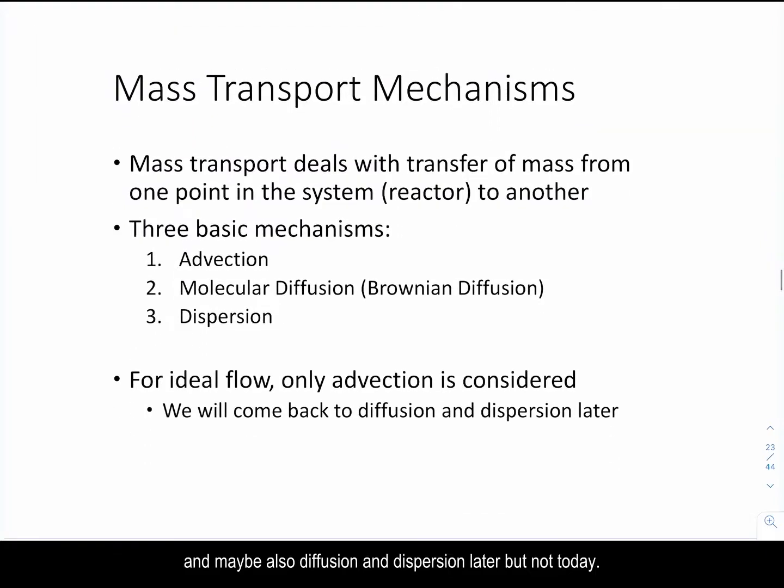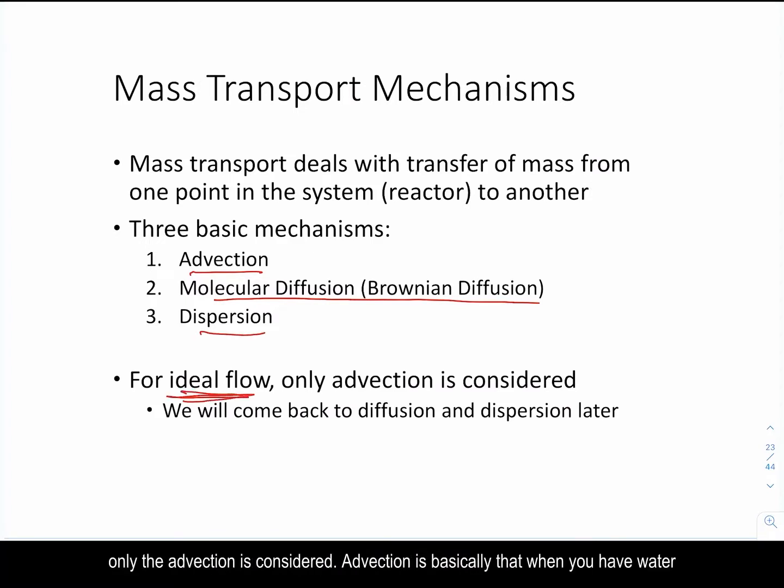Right, but I want to just introduce this mass transport mechanism for the sake of it, okay? So mass transport deals with the transfer of mass from one point in the system to another, and there are three basic mechanisms: advection, molecular diffusion, also known as Brownian diffusion, and dispersion, okay? And again, for the ideal flow, only advection is considered, okay?